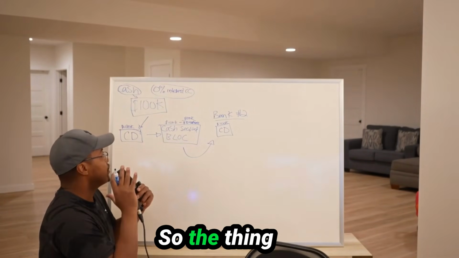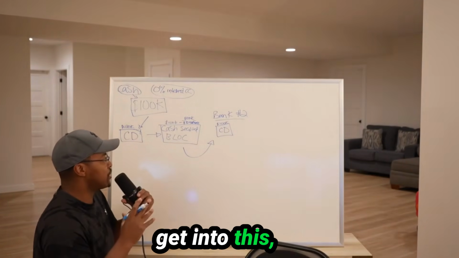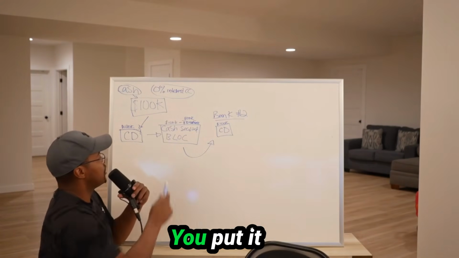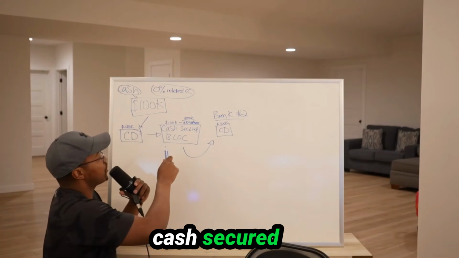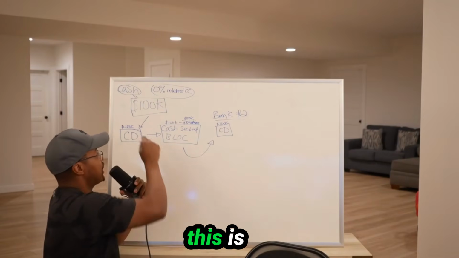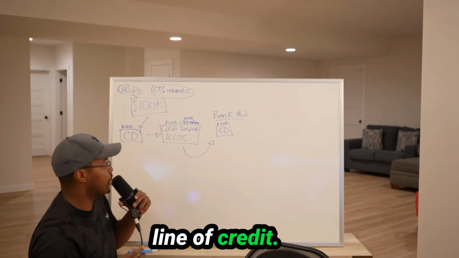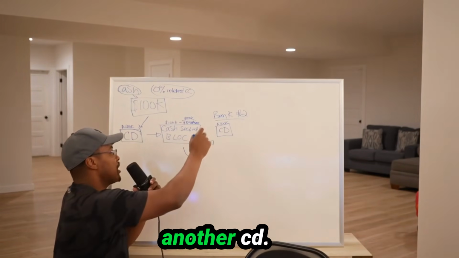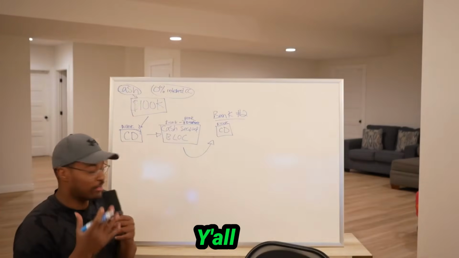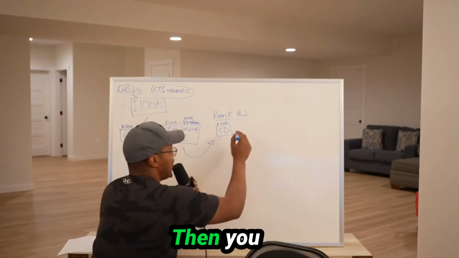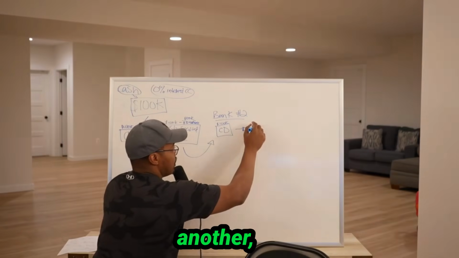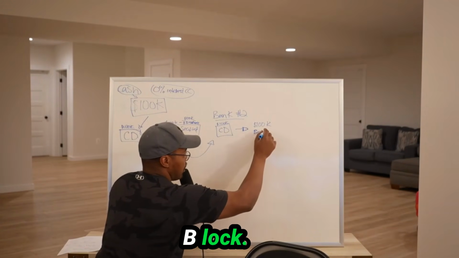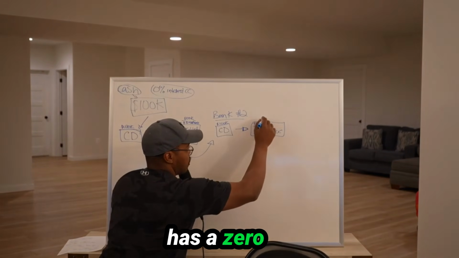So the thing about this is that you start off with this first 100,000, you put it into a CD, you got a cash secured BLOC. Basically, this is collateral for this business line of credit. Then you drew on this, went to another bank, put that 100,000 in another CD. Now, guess what? Y'all might be expecting what's going to happen next. Then you can get another 100K secured BLOC. I'm just going to abbreviate secured BLOC. Now, this one has a zero balance.